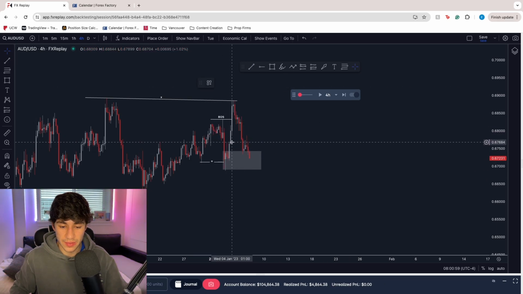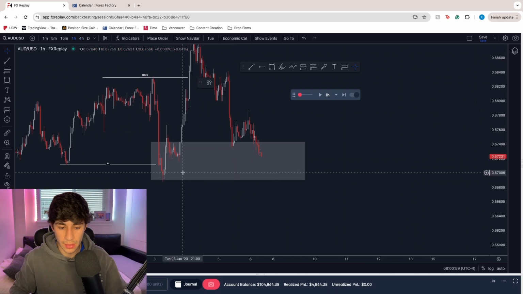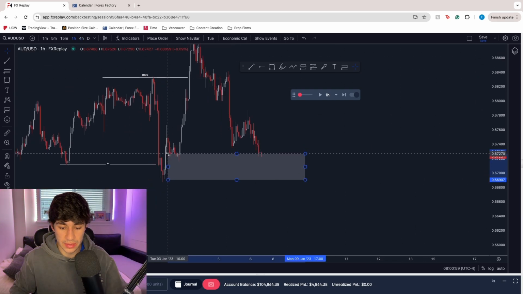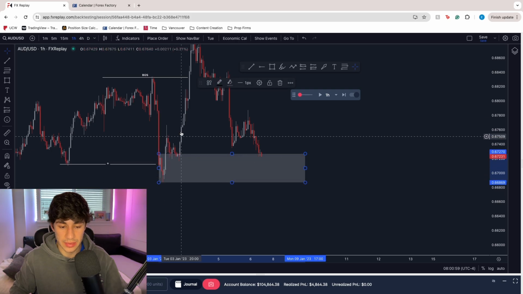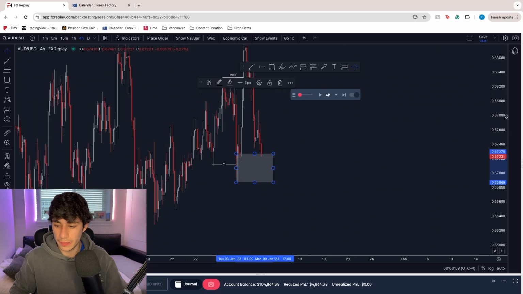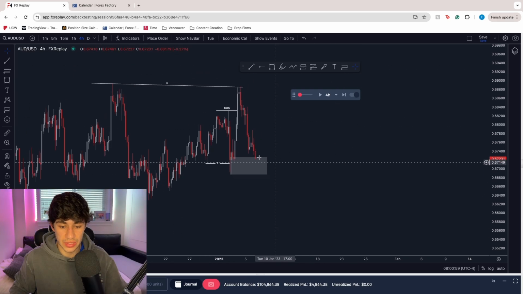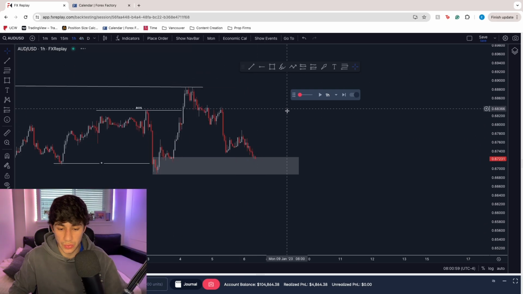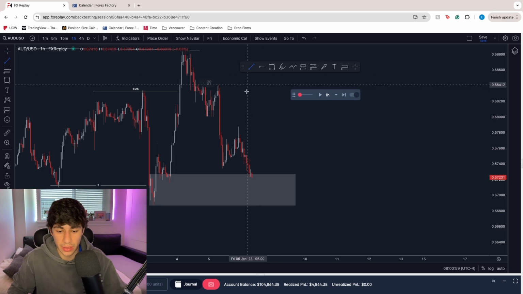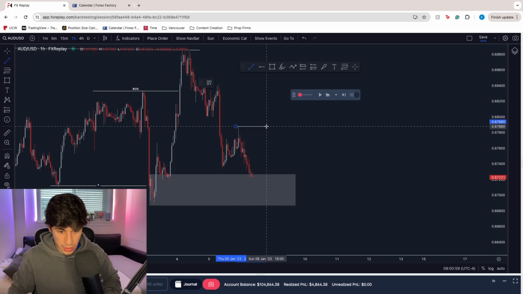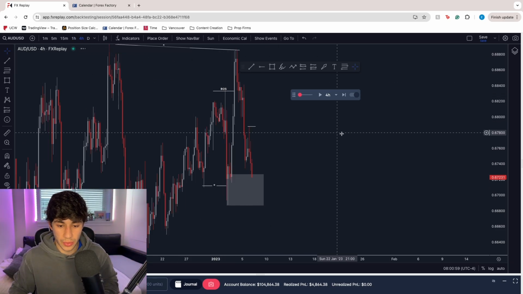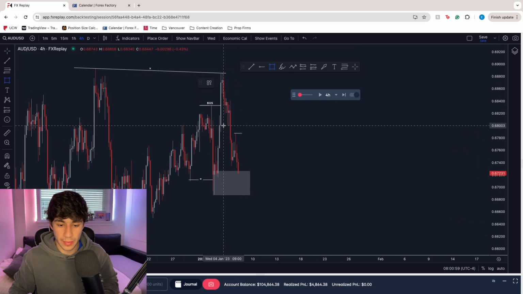So now we have the discount. It's also a 4-hour demand, and it's a 1-hour demand, a small 1-hour demand. And there's also some gaps here to be filled. So I will honestly like to see if maybe price is able to break structure to the upside. I would like to see a break of structure of this high here to consider a valid point, but there's also a fair value gap in here that is actually already filled. It was already filled by this candle here.